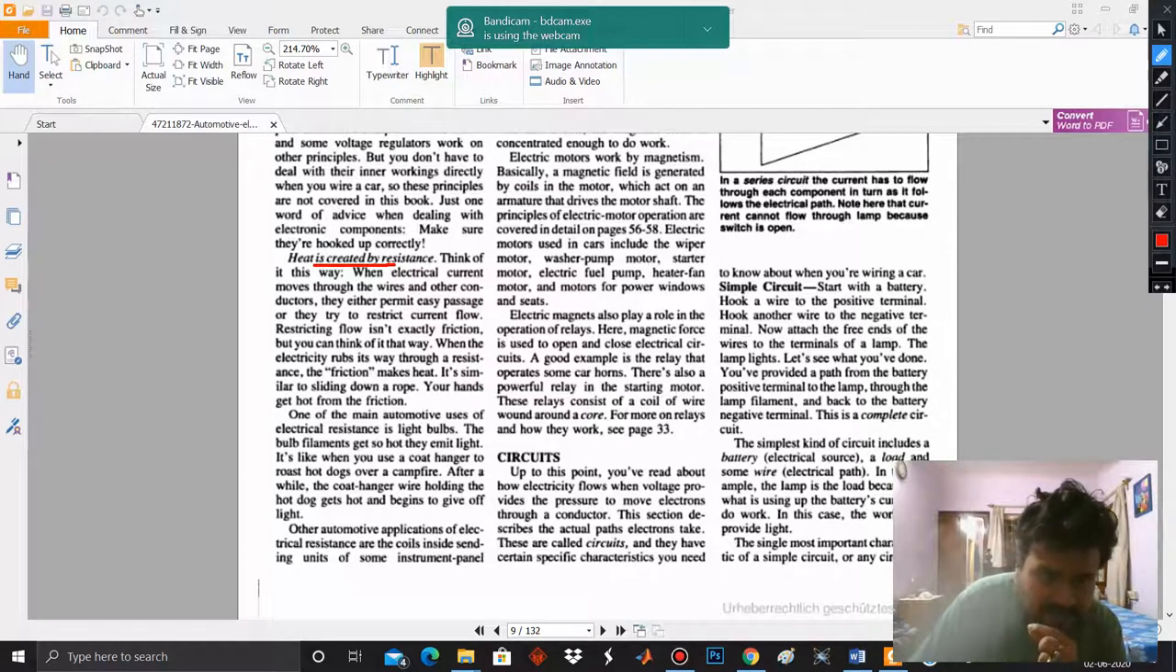One of the main automotive uses of electrical resistance is the light bulb. The bulb filaments get so hot that they produce incandescence, that is, they emit light. It's like when you use a coat hanger to roast hot dogs over a campfire. After a while, the wire holding the hot dog gets hot and begins to give off light. The same principle is used in electric bulbs.